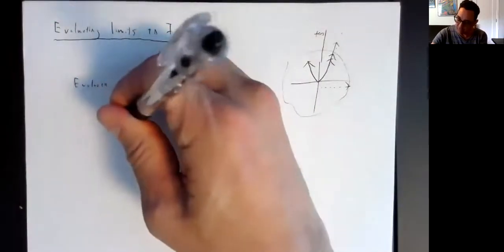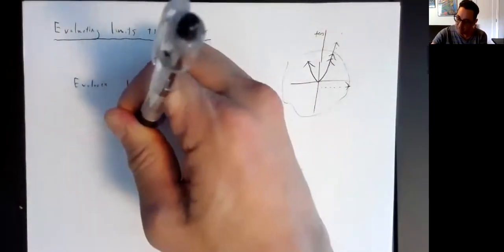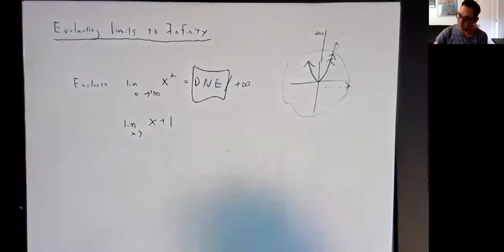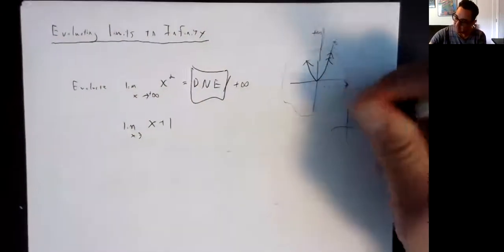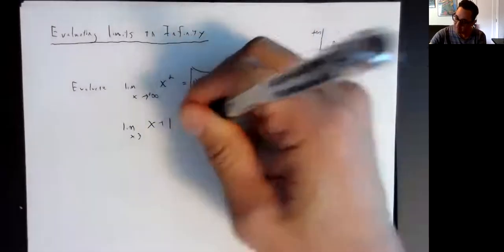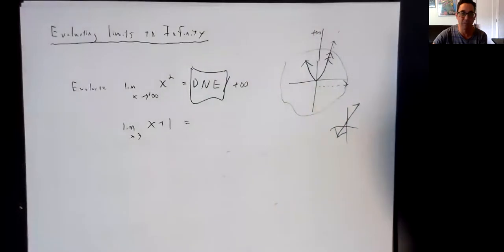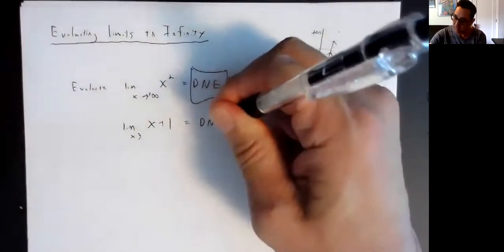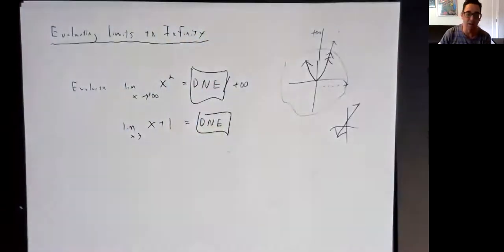If I said find the limit as x goes to infinity of the line, say, x plus 1, that's just a line. After you graph the line x plus 1, the slope is 1. And that's actually kind of the same deal. It doesn't really seem to stop anywhere. So that limit also does not exist as we put it. All right, so that's that.